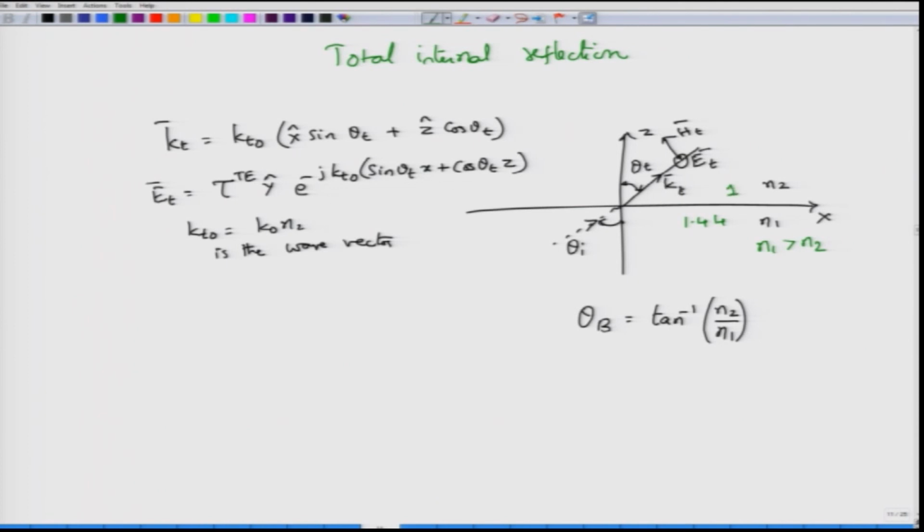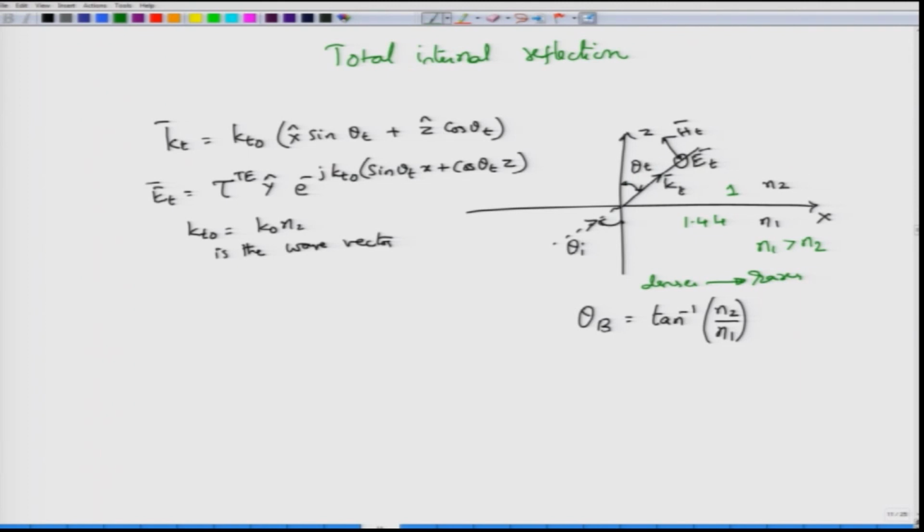So, you now have a situation where you are moving from what is called the denser medium to the rarer medium. Remember, denser and rarer only refer to the refractive index values. The larger the refractive index, we call it the denser medium, the smaller one we call the rarer medium. And I am interested in the transmitted wave, which makes an angle theta t. What are the bounds on theta t? As I increase theta I, what values can theta t take?